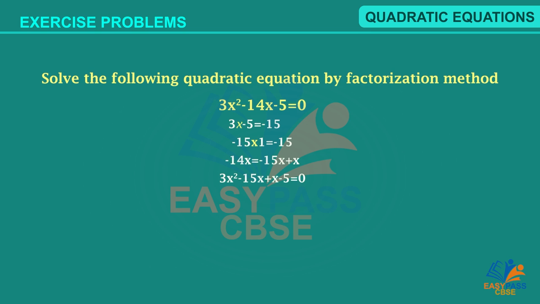Take 3x common from the first two terms. We get 3x times x minus 5. Now take 1 common from the third and fourth terms. So we have x minus 5. Again, x minus 5 is a common factor. So x minus 5 times 3x plus 1 is equal to 0. Therefore, x minus 5 equal to 0 or 3x plus 1 equal to 0.